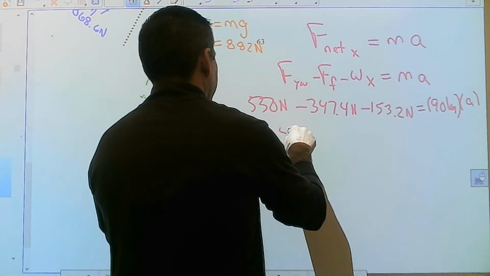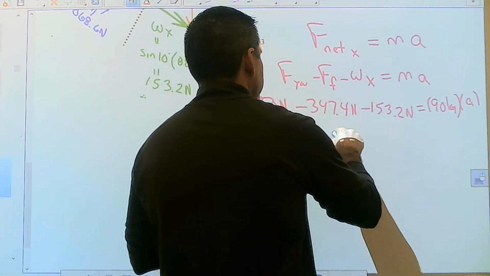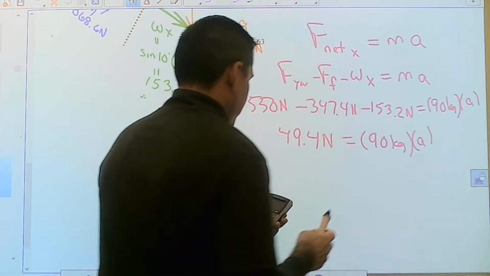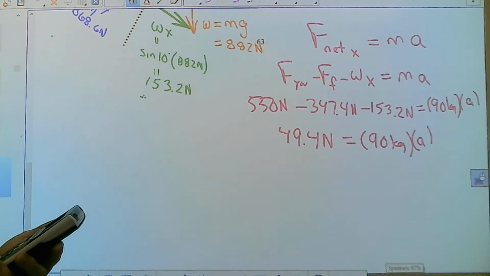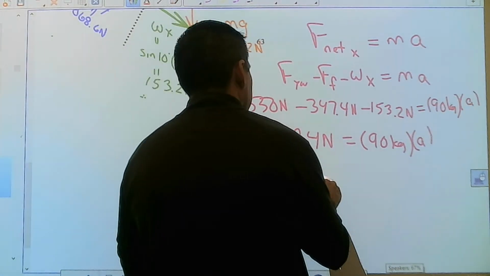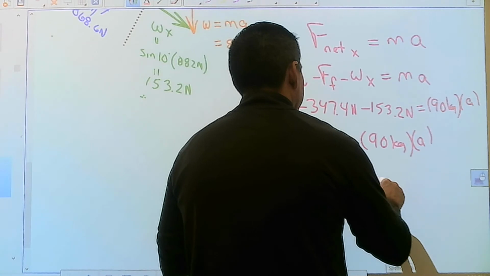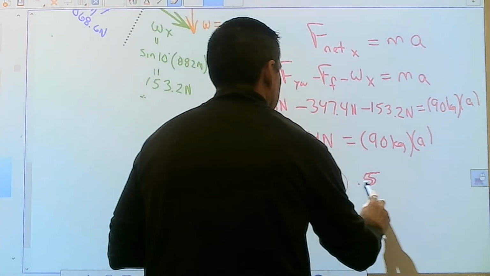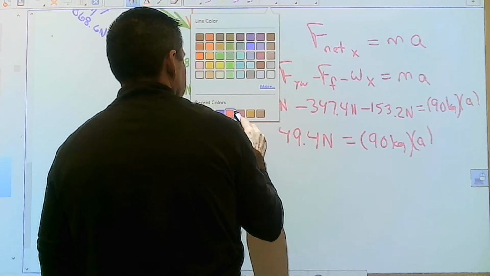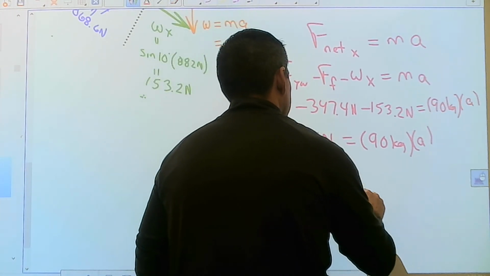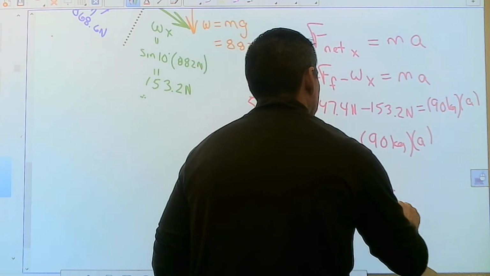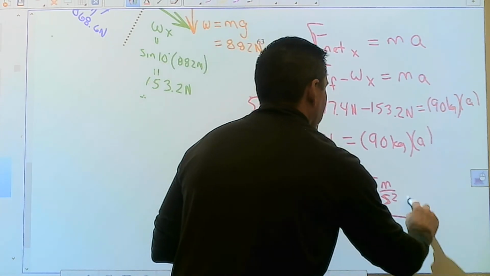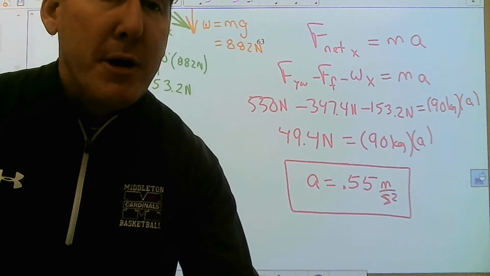So I got 49.4 newtons equals 90 kilograms times a. Divide both sides by the 90 kilograms. I get acceleration to be 0.55 meters per second squared. There you go. Obviously a trickier problem.